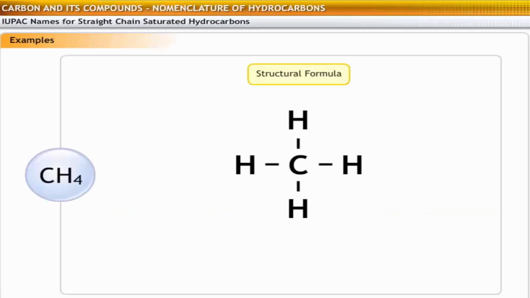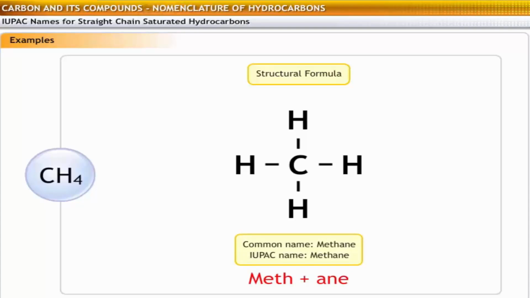Let's look at some examples of IUPAC nomenclature for straight-chain saturated hydrocarbons. The compound CH4 contains 1 carbon atom, so the root word is meth. It is a saturated hydrocarbon, that is, the carbon atom is bound to 4 hydrogen atoms by single bonds. There are no double or triple bonds. Hence, this compound is an alkane. The IUPAC name is a combination of meth and ane, which becomes methane.